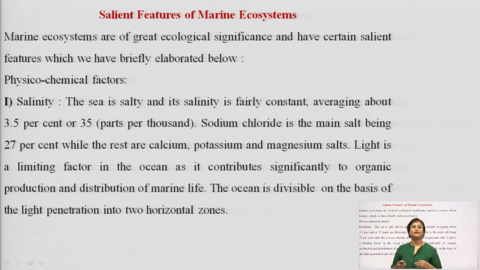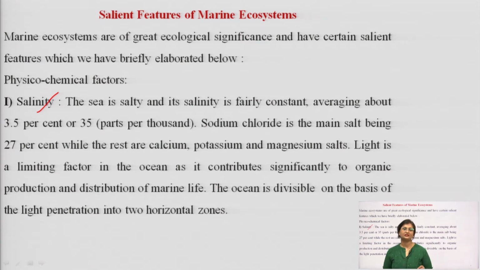Let us now look into a few salient features of marine ecosystems. Marine ecosystems are of great ecological significance. They have certain salient features which we have briefly elaborated here. Talking about physico-chemical factors like salinity, the sea is salty and its salinity is fairly constant, averaging about 3.5% or 35 parts per thousand. Sodium chloride is the main salt, around 27%, while the rest are calcium, potassium and magnesium salts.